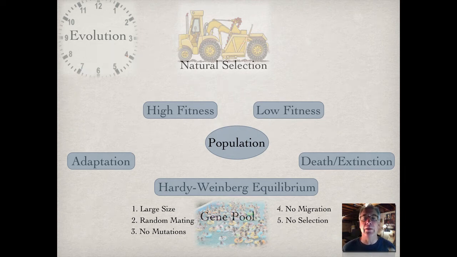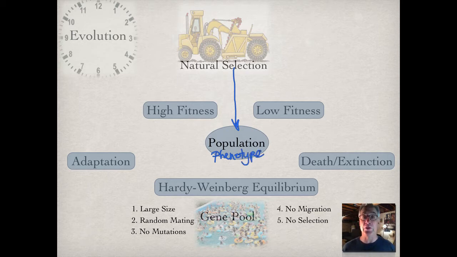Now, the way it really works is natural selection lets itself be known directly on the population. That's the smallest unit in which it will work, within that population. And as natural selection applies its pressure to the population, it's really going to impact phenotypes first. So it's going to be really working on those physical characteristics that we see.